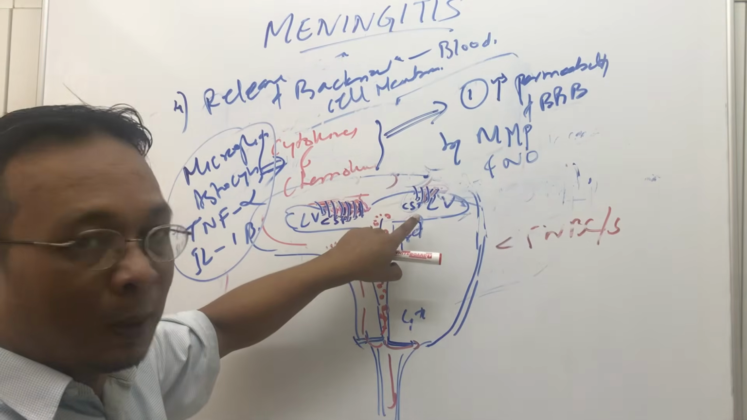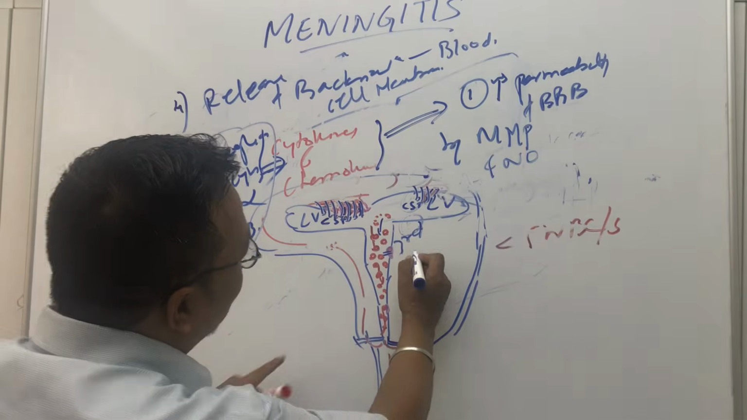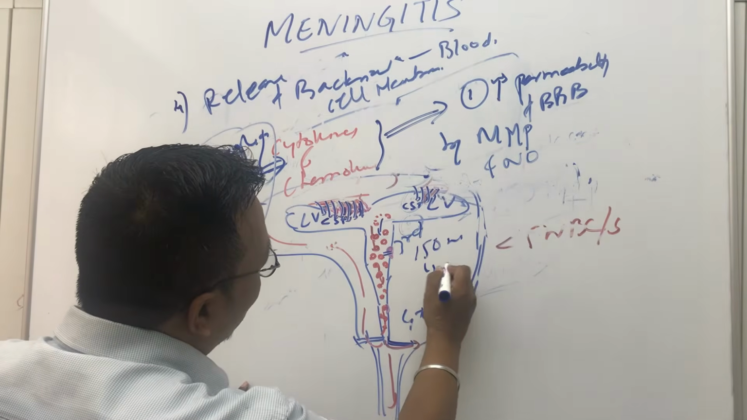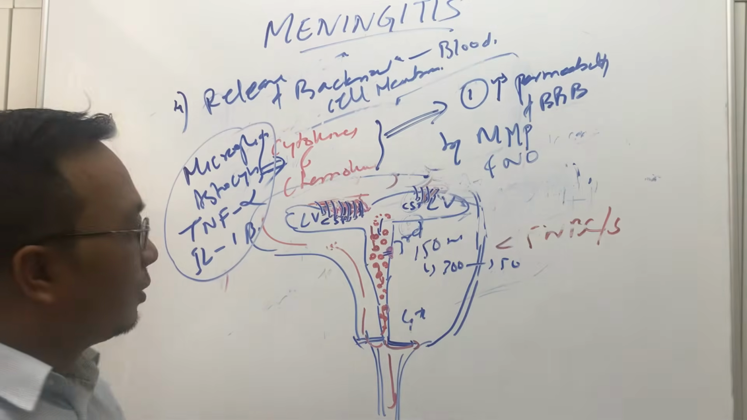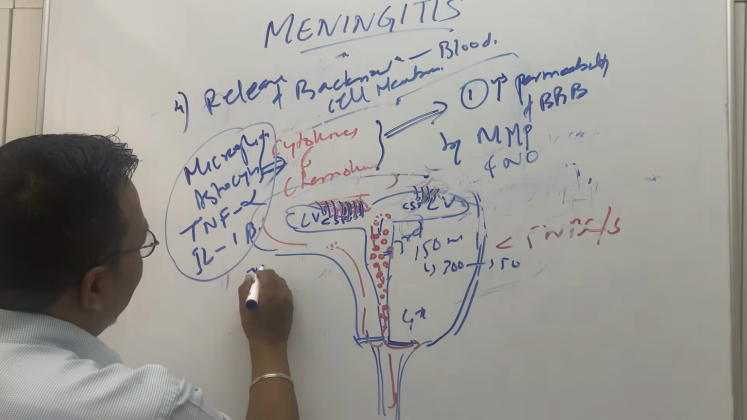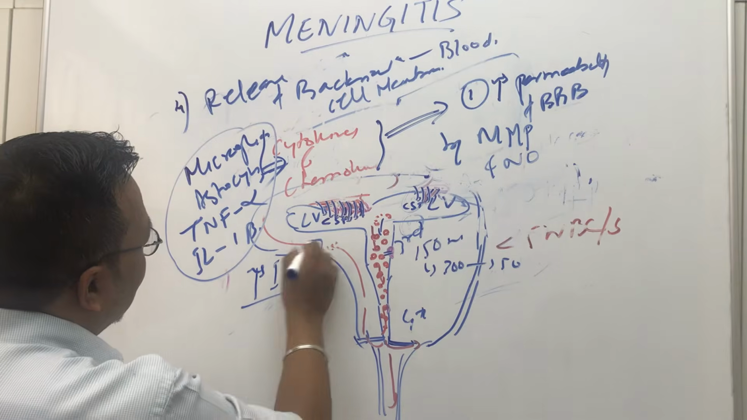So when you increase the permeability, what will happen? Suddenly CSF volume, which is normally 150 ml, can go up to 300, it can go up to 500. The volume has increased. It means increased intracranial pressure is happening here.